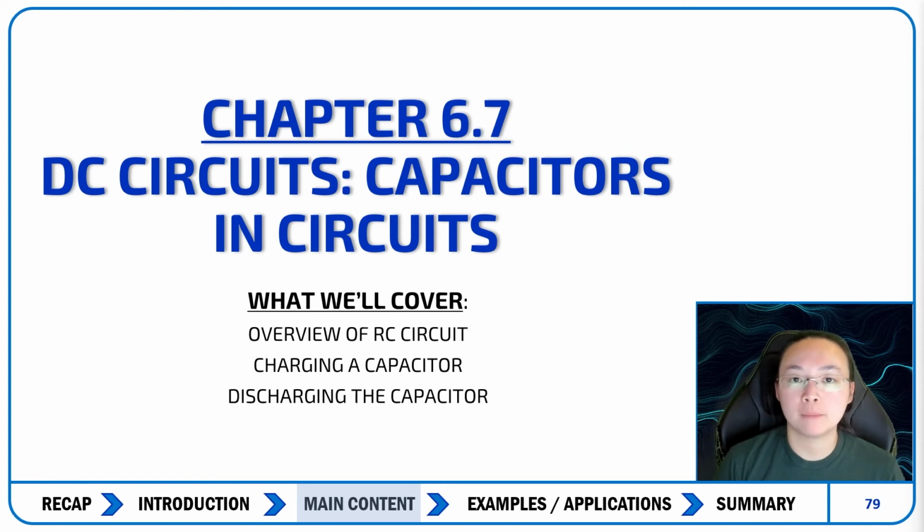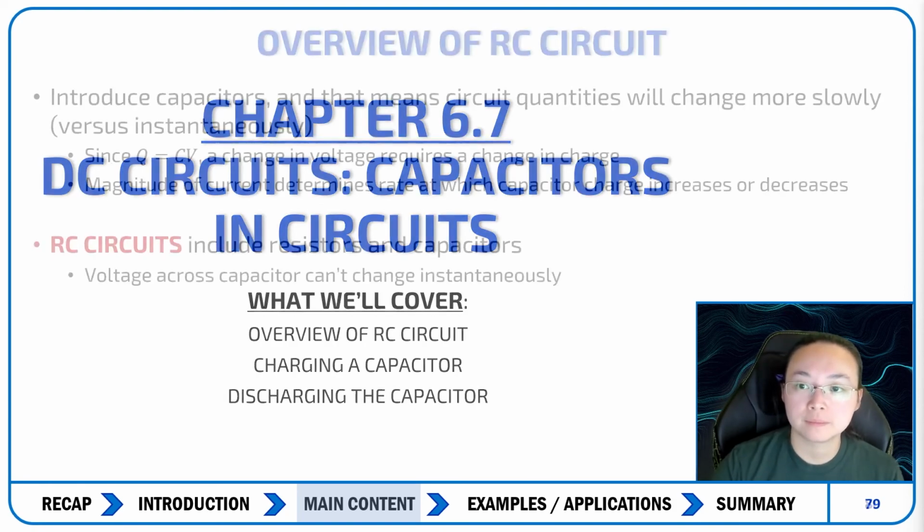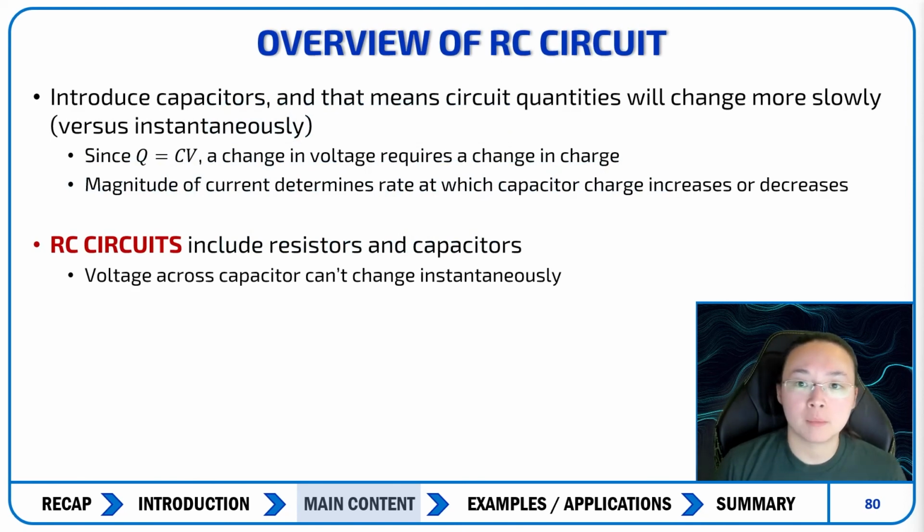So now that we've learned a little bit about circuits, we want to go through how capacitors work in circuits. So we're going to go through an overview of an RC circuit, what it consists of, and then how a capacitor can be charged and discharged. So, quick overview. We're going to introduce capacitors, and that means circuit quantities are going to change more slowly versus instantaneously. Since Q is equal to CV, a change in voltage is going to require a change in charge. And the magnitude of current determines the rate at which the capacitor charge can increase or decrease.